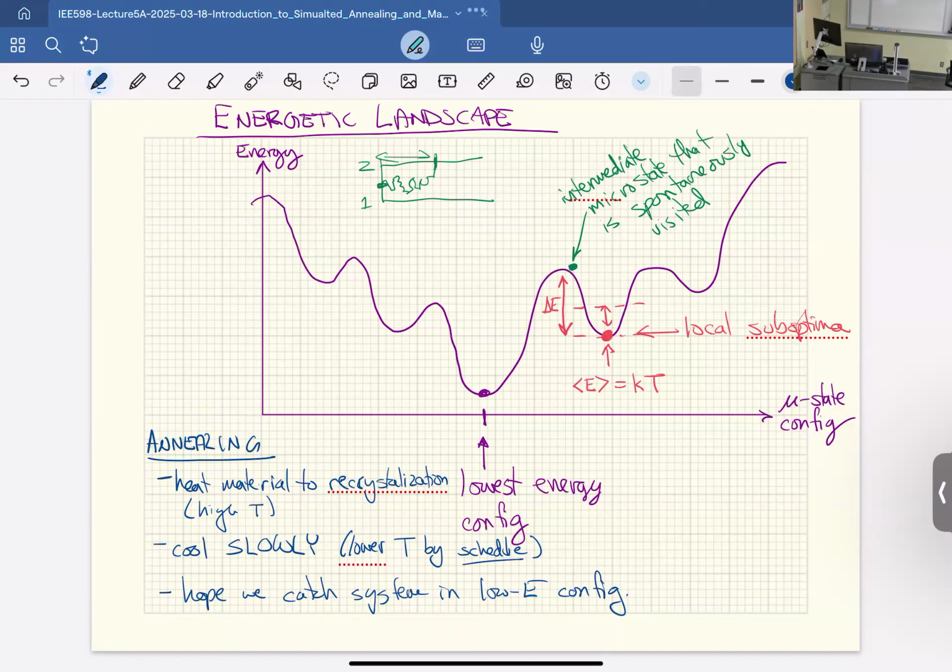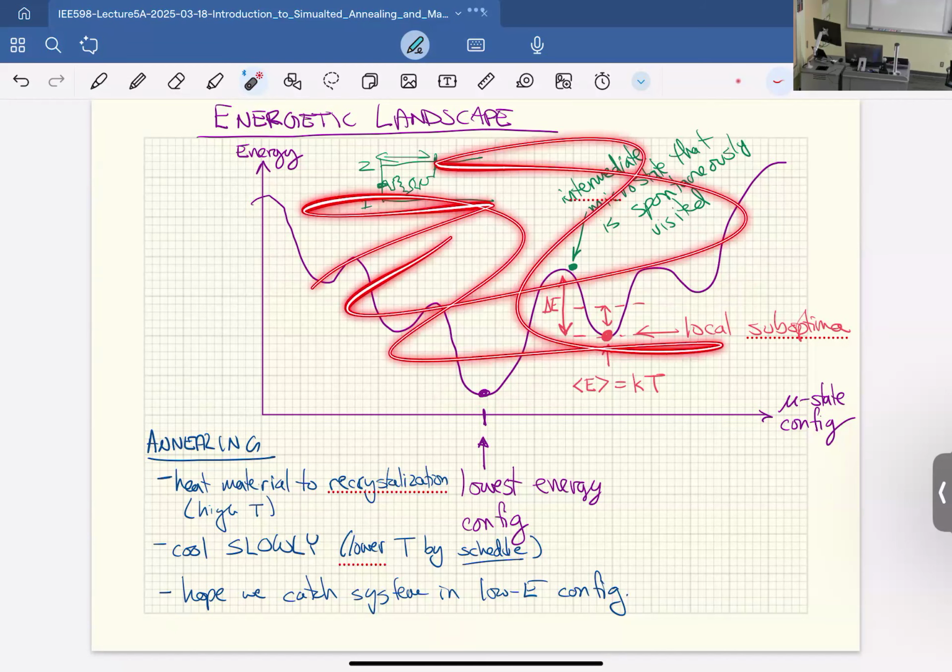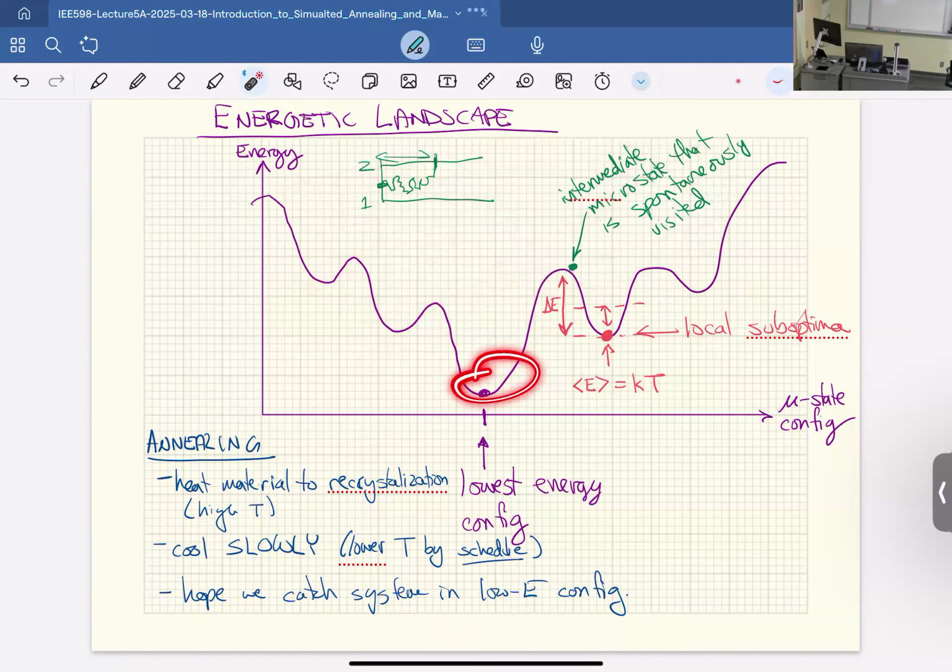It's the same idea here, where you're trying to heat this thing up so that all microstates are possible. Then if you cool it slowly, even though at high temperatures it can be anywhere within this landscape, it will still be more likely to be at lower energy by the so-called Boltzmann distribution. If it can access everywhere, it'll be more likely that it's here.